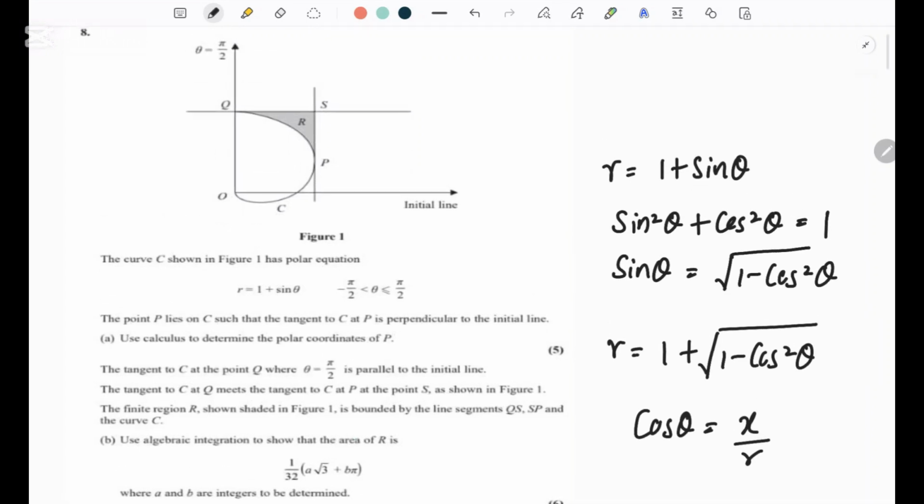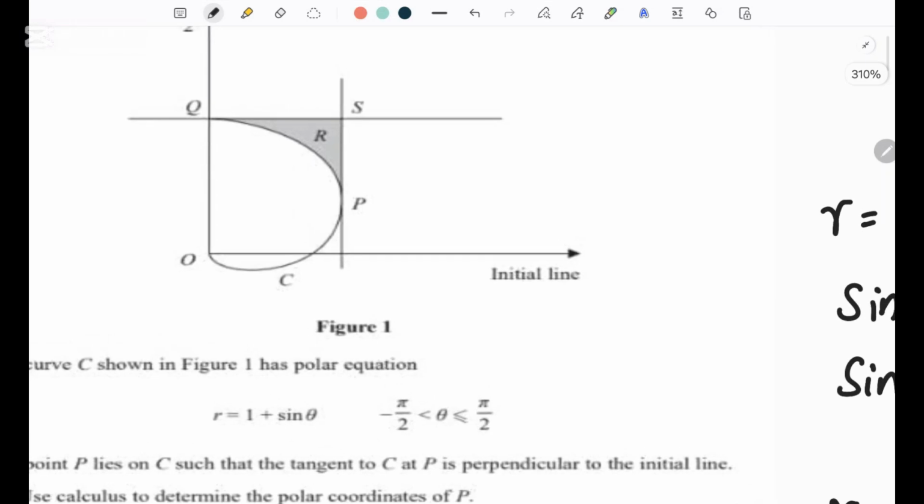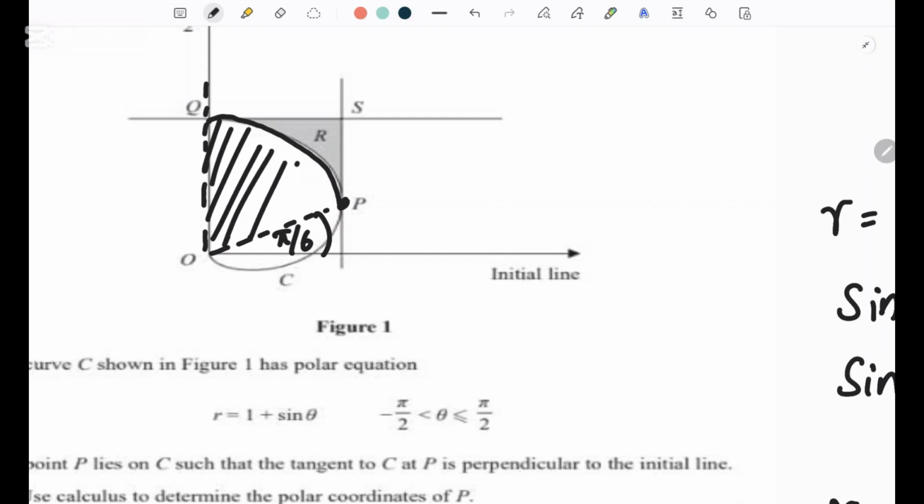So what I'm going to do first is find the area from this. Now since we know the angle for point P, this angle is pi over 6, and we know that this whole angle is 90 degrees, right? So I'm going to find the shaded region that I'm drawing right now. So I'm going to find this region first.